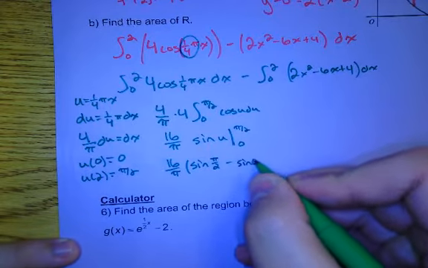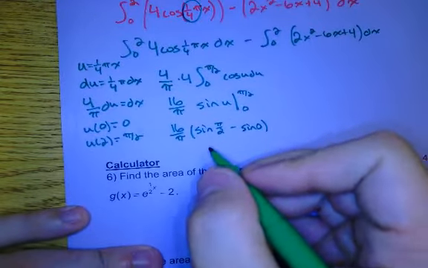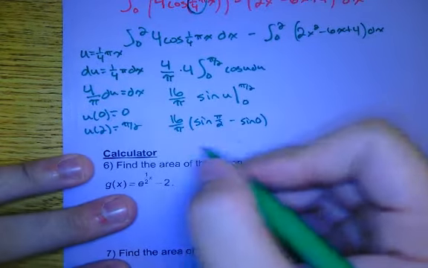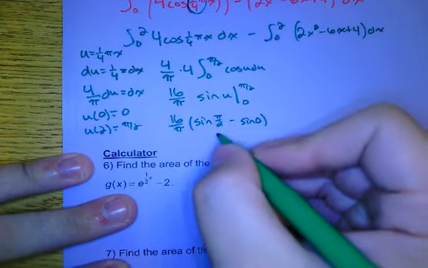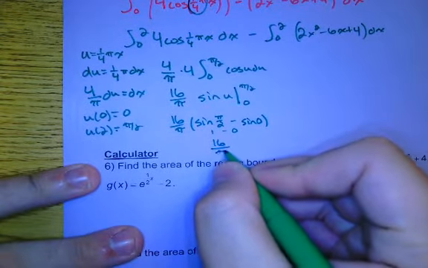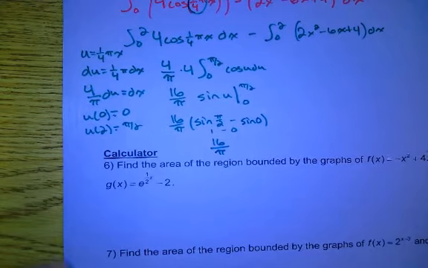Oh, okay. Good for you. See? Because of spite, you're all doing better now. So it's going to be 1 minus 0, you agree, which is just 1. So the first part, 16 over pi? What's that?